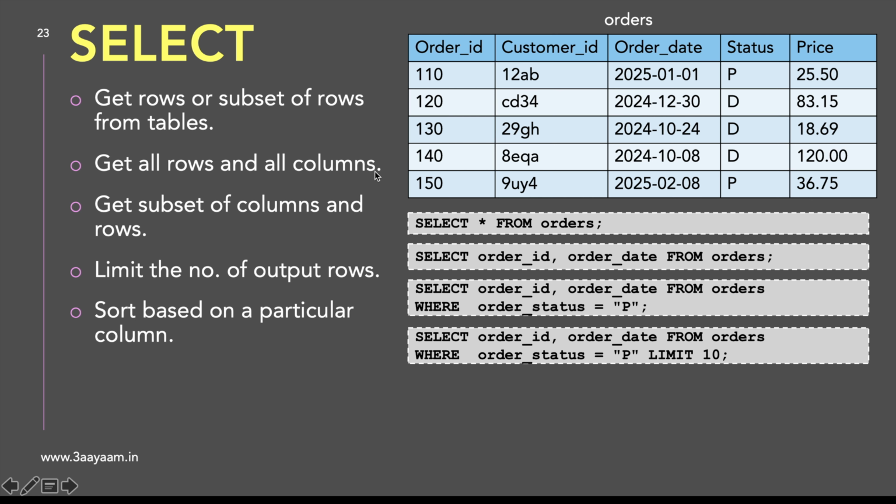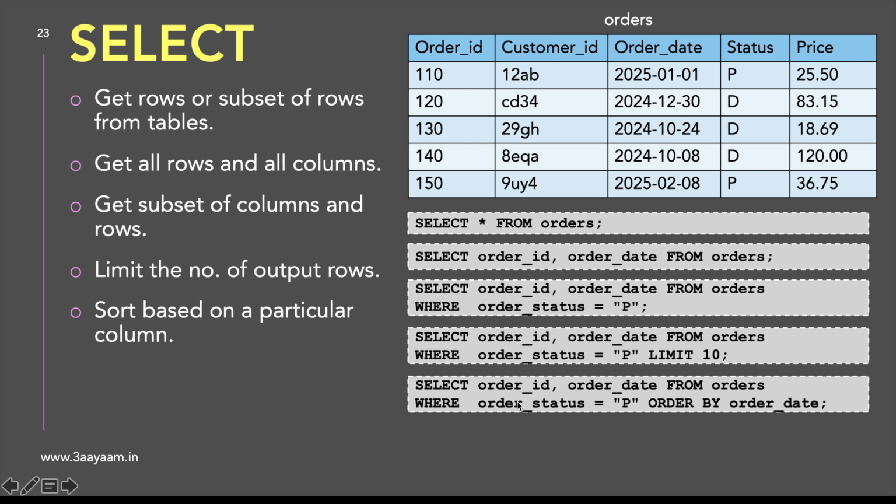Then we can sort based on a particular column also. So let's say I want to sort the output based on order date, starting from the latest order date to the oldest order date. So we can mention again the same column, order by order date. By default it is ascending, meaning it will show you from oldest date to recent date. You can mention order by order date DESC, which means descending.